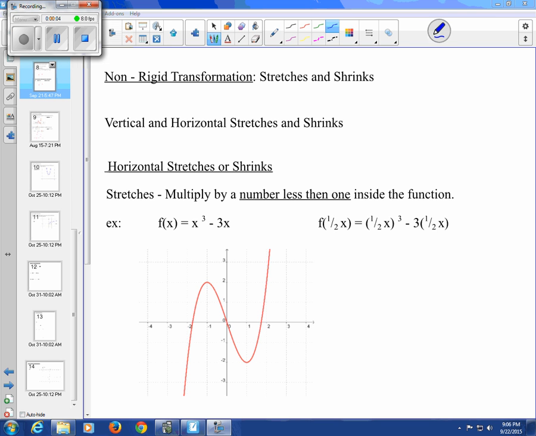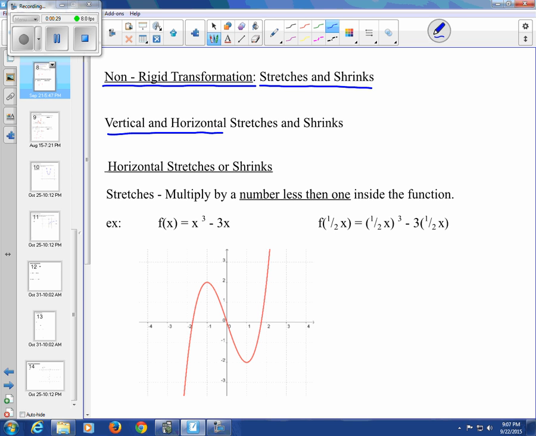All right, guys, so this is our last graphing of transformations video. In this video, we're going to talk about non-rigid transformations. So these are transformations of the graphs of functions that are going to change the size and shape. And we're going to see these transformations as stretches and shrinks, and we are going to see them happen vertically and horizontally on the xy axis.